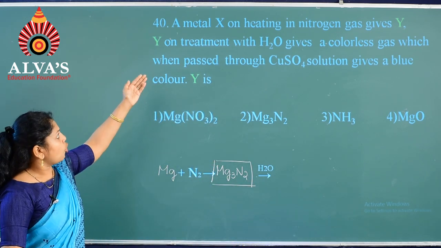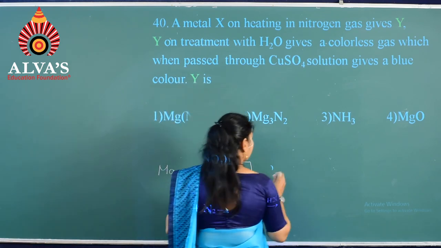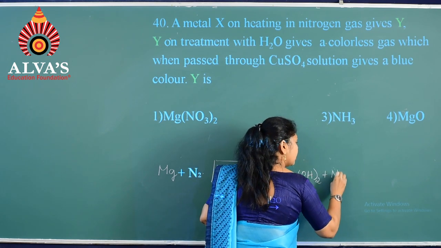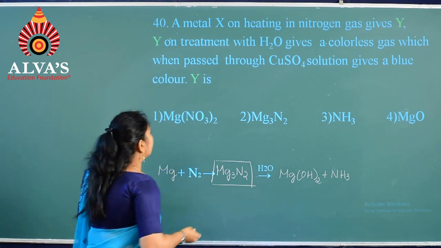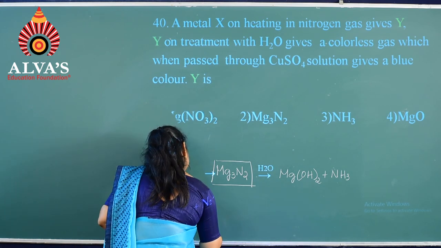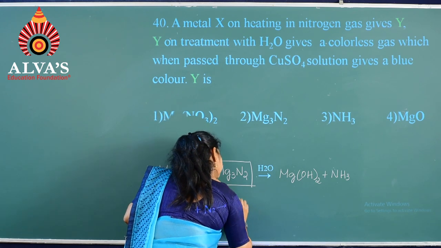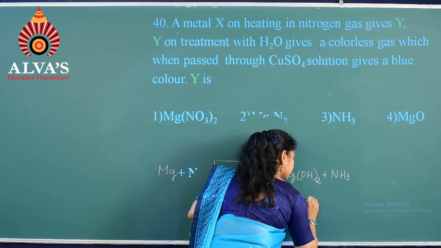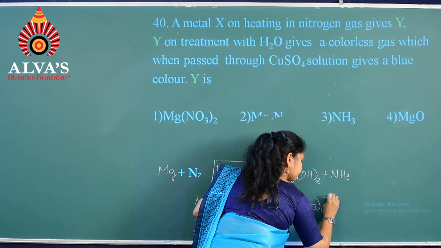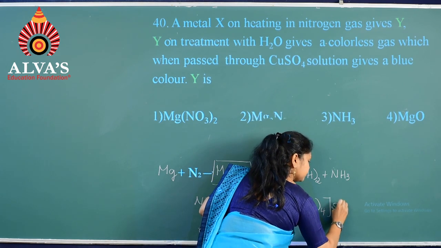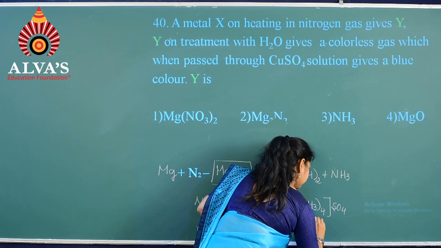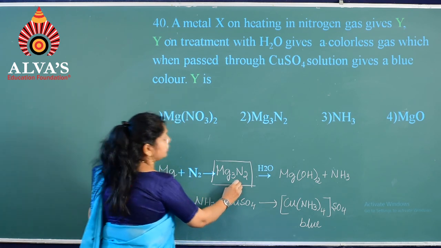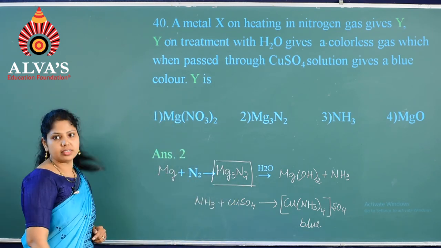When this Y is treated with water, it is going to give you magnesium hydroxide and ammonia. Ammonia, when it reacts with copper sulfate, is going to give you a blue color complex, the cuprammonium complex. Hence, the Y is magnesium nitride. Hence, the option number 2 is correct.